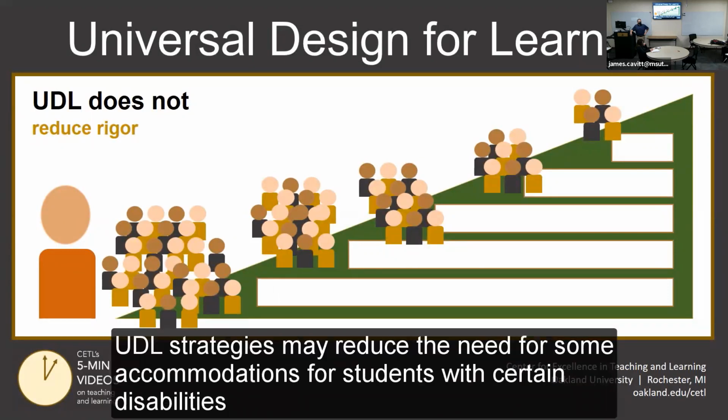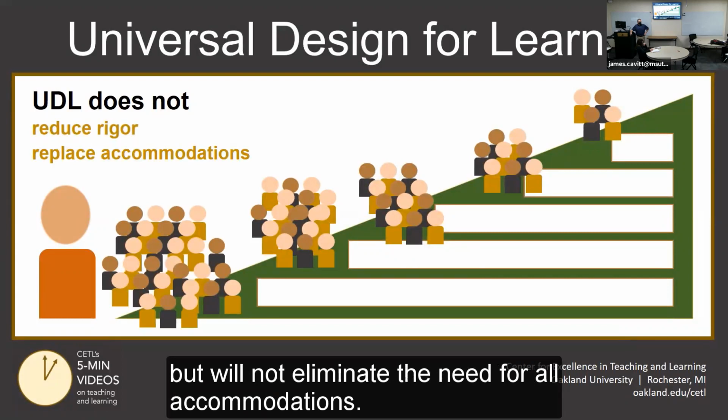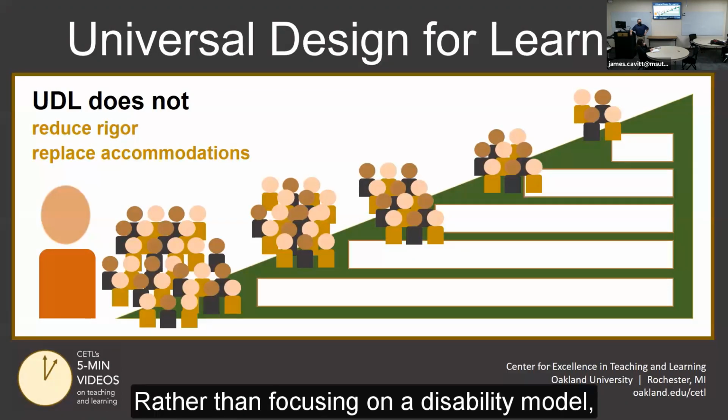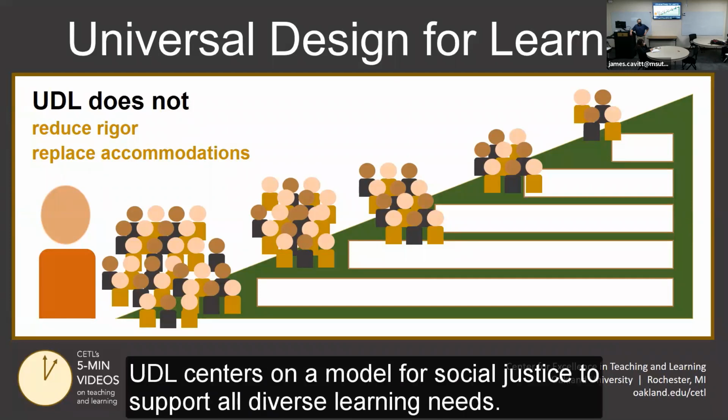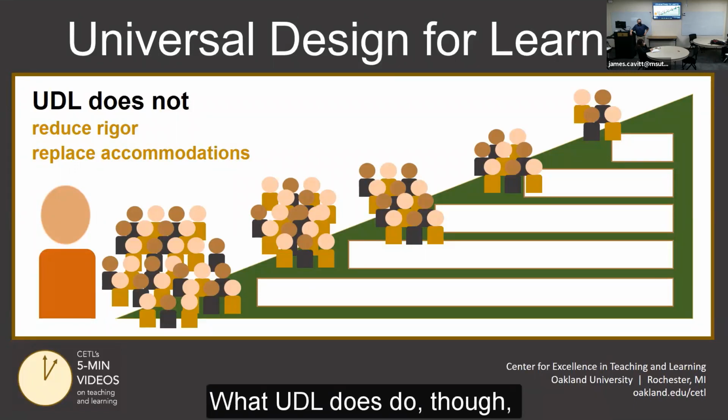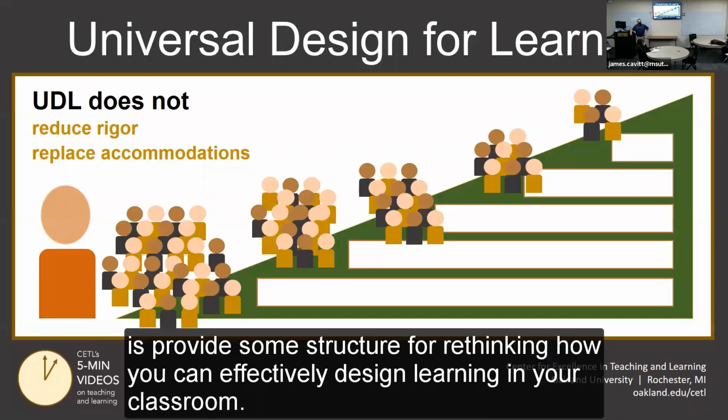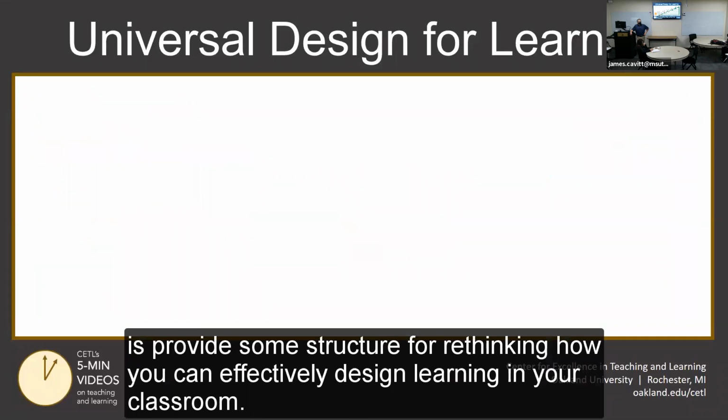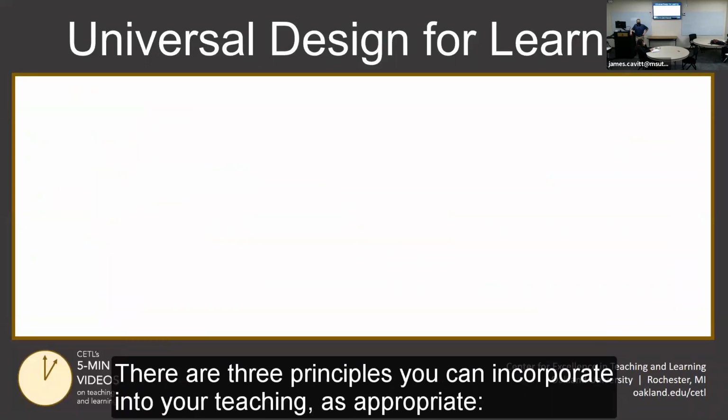UDL strategies may reduce the need for some accommodations for students with certain disabilities, but will not eliminate the need for all accommodations. Rather than focusing on a disability model, UDL centers on a model for social justice to support all diverse learning needs. What UDL does do, though, is provide some structure for rethinking how you can effectively design learning in your classroom. There are 3 principles you can incorporate into your teaching as appropriate.